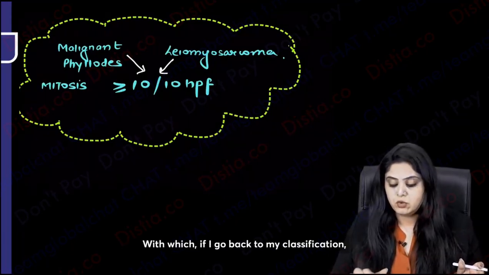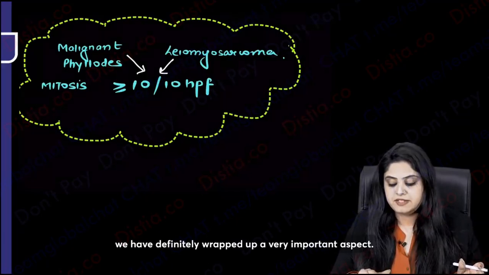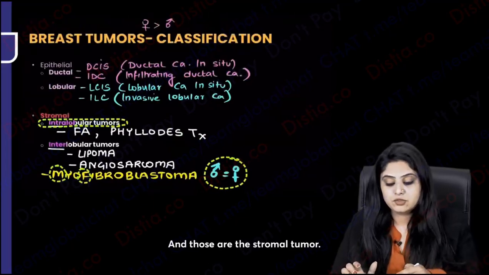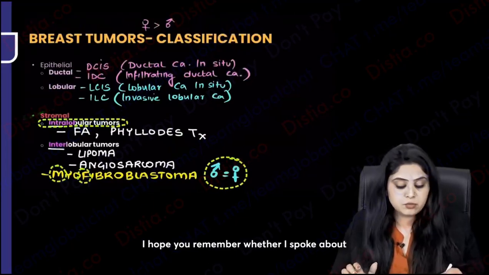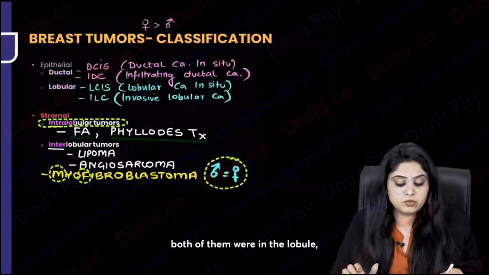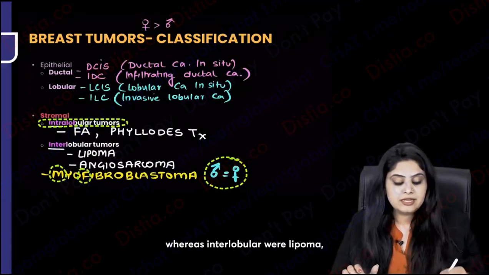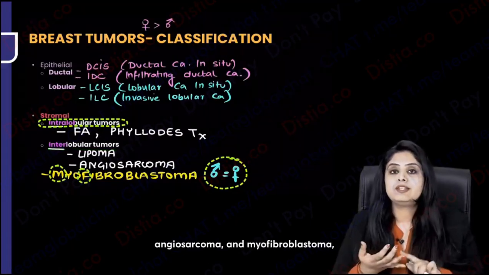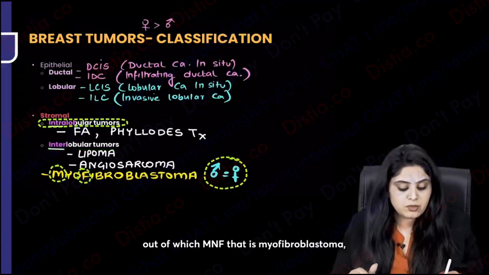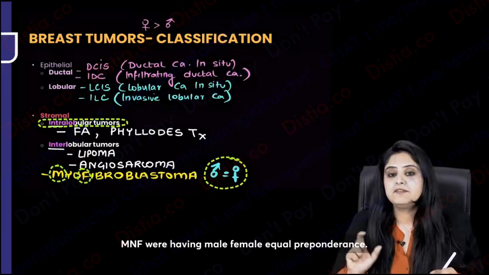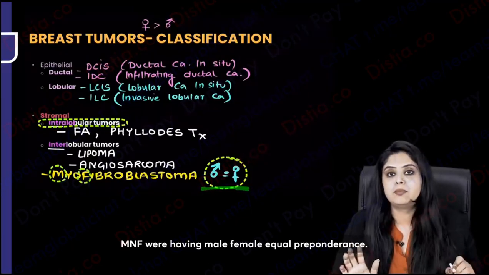With which, if I go back to my classification, we have definitely wrapped up a very important aspect, and those are the stromal tumors. I hope you remember whether I spoke about fibroadenoma or phyllodes, both of them were in the lobule, filling the lobule, intralobular, whereas interlobular were lipoma, angiosarcoma, and myofibroblastoma, out of which M and F, that is myofibroblastoma, M and F were having male-female equal preponderance.